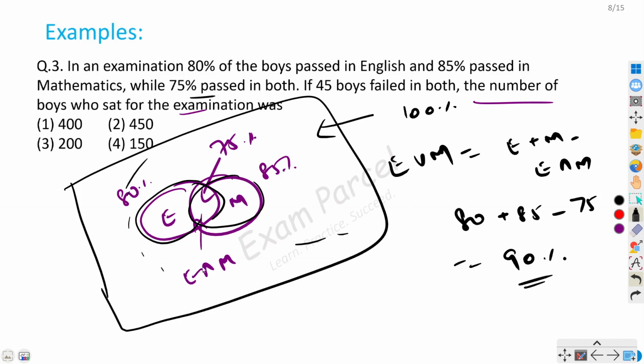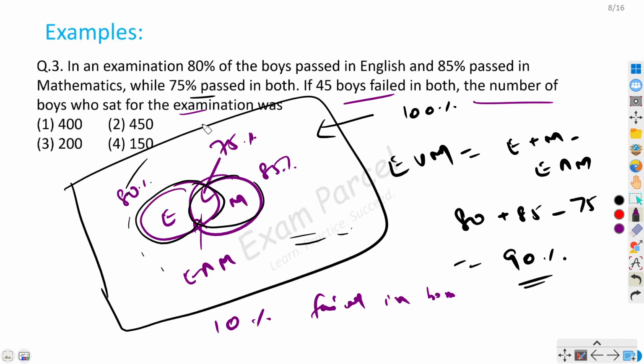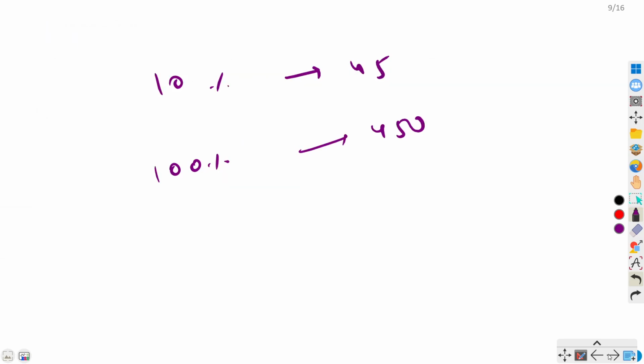So obviously the remaining would be 10%, right? So 10% failed in both, and that value is given as 45. So tell me, 10% value is 45, and you have to find 100%. Obviously we will multiply by 10, so 450. So the total number of students was 450. Option B, the second option, 450. I hope you understood the solutions.